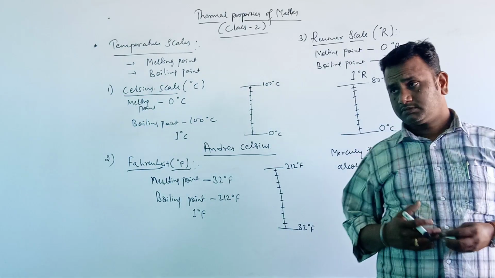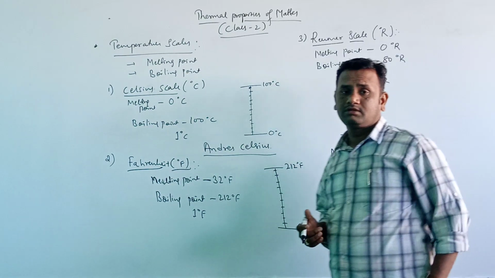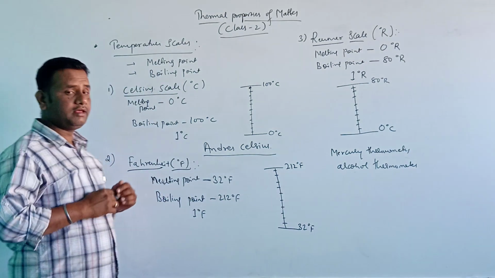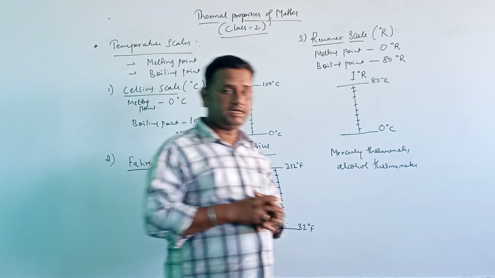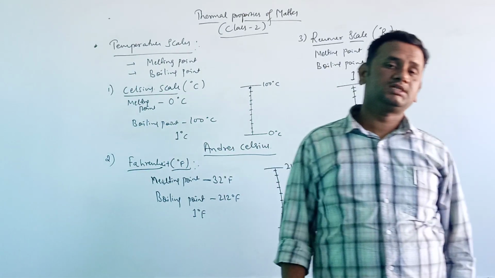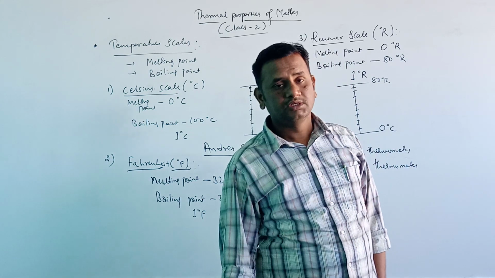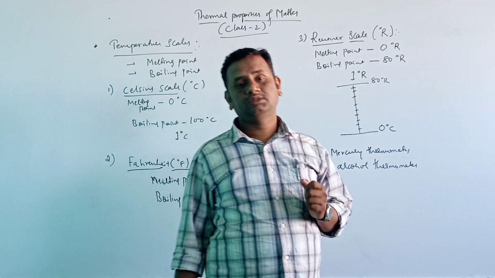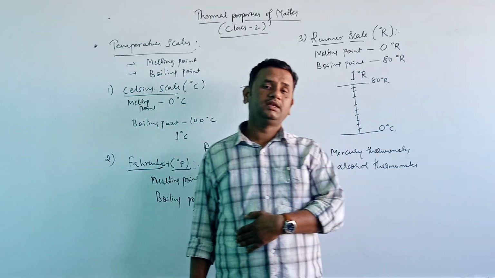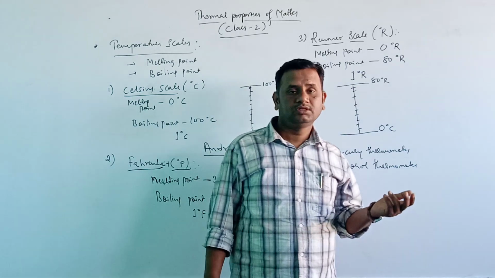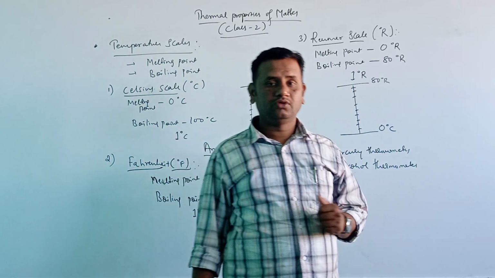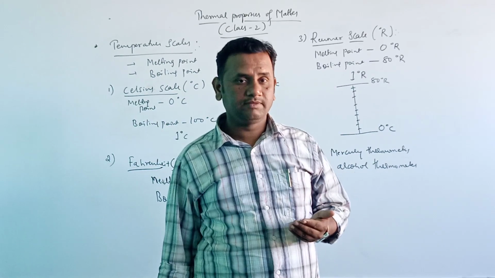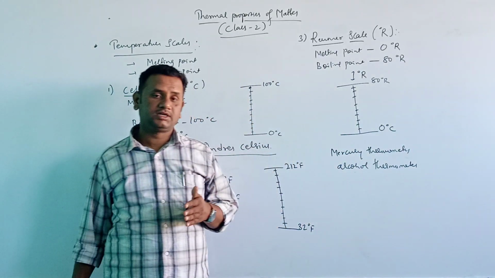Now, here is one more definition we are going to discuss. Any substance, when it is heated, changes its properties. For example, if you take a metallic rod and heat it continuously, it changes its length and its volume. So, what are the properties which change due to the rise of temperature?